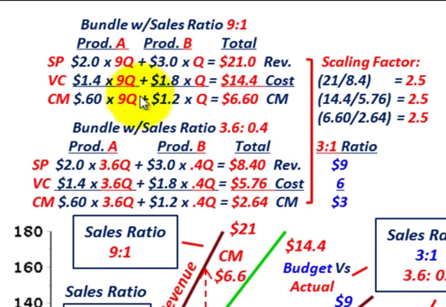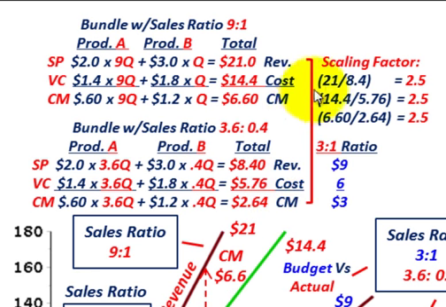Now, do the same thing for your sales ratio of 3.6 to 0.40. You just plug in, in this case for product A, a quantity of 3.6, and product B a quantity of 0.4. And you're going to get a sales revenue on a per bundle basis of $8.40, costing $5.76. The difference here is going to be $2.64 as your contribution margin.